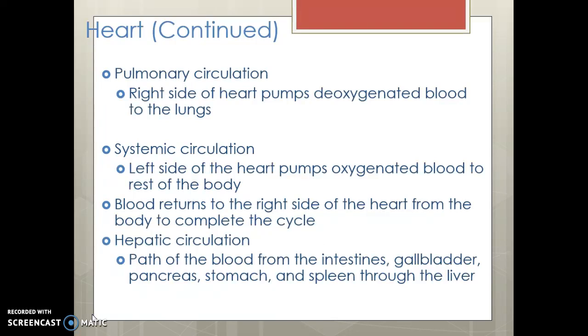So anyway, as I said, the blood returns from the body into the right side of the heart. And then also part of circulation is the blood pathways between the digestive organs and the filtering organs, the intestines, the gallbladder, the pancreas, stomach, spleen, and liver, and that's called hepatic circulation.